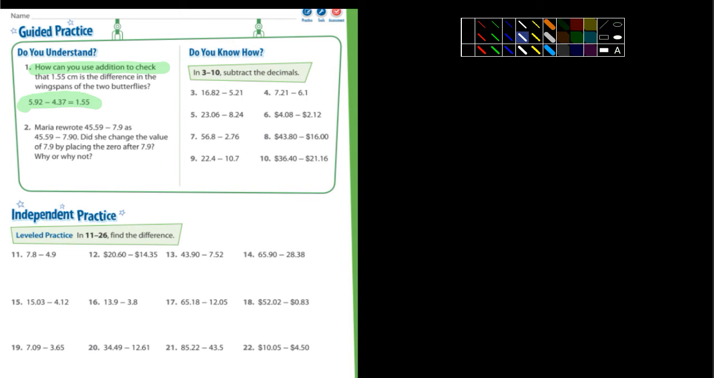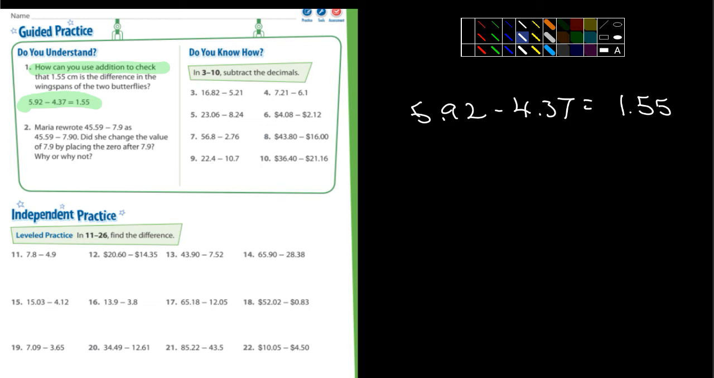So let's take a look at this here. It's 5.92, and we're subtracting 4.37. And the answer is 1.55. So I'm just curious, does anybody know, raise your hand if you know how to check to see if this is the correct answer. So a few of you do, okay? So go ahead and put your hands down. Let me do something else here.